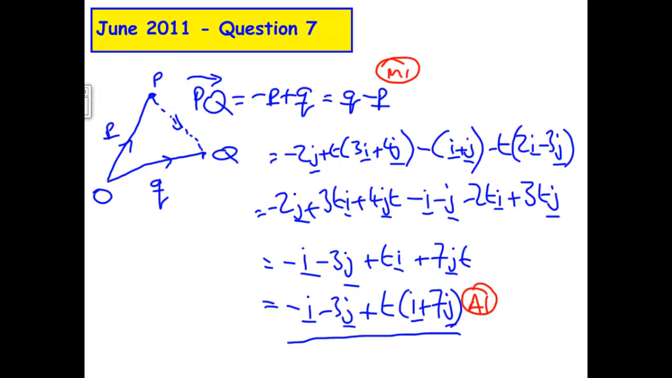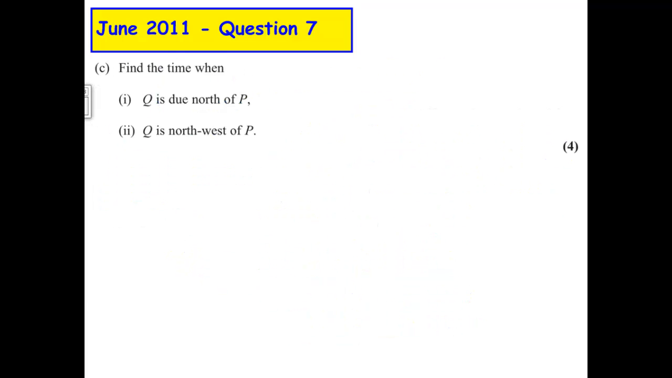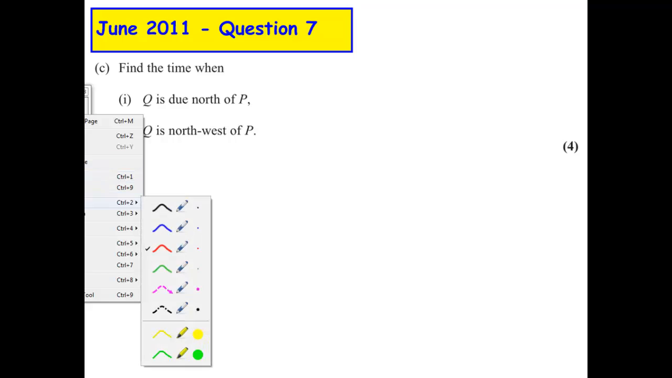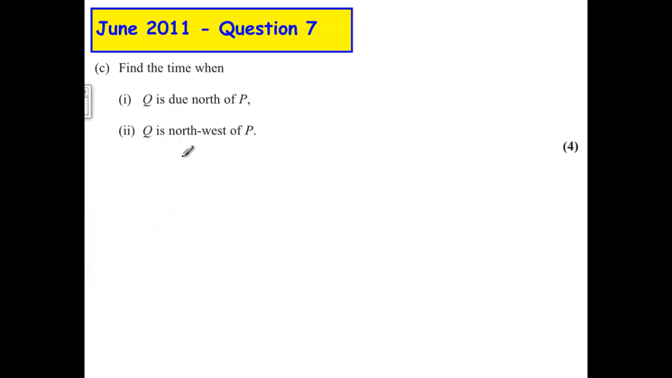Now part C, a lot of students may find fairly tricky. But the good thing about part C is, although it's tricky, it's only worth 4 marks. So you have to do a lot of work to get these 4 marks, but at the same time, if you struggle with understanding this concept, it's not that many marks that you're going to lose on the paper.